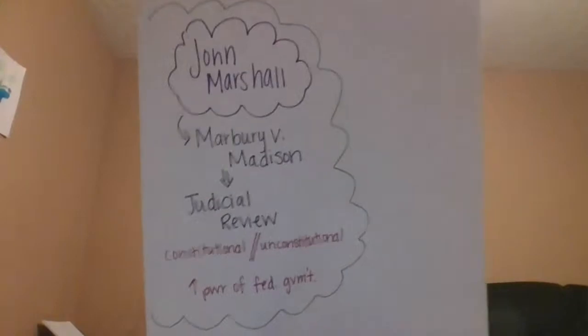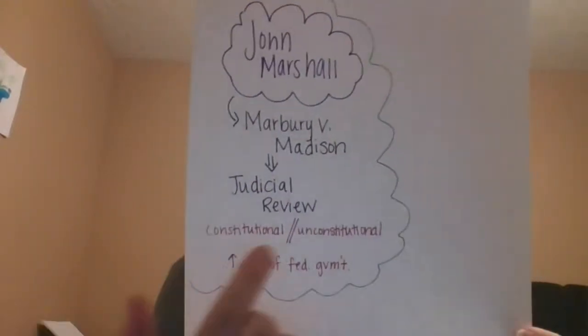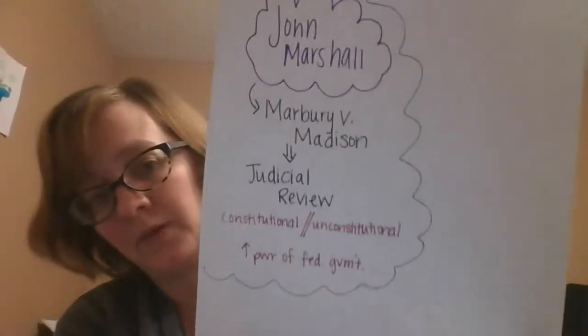And it all comes down to the fact that John Marshall is a Federalist. So this guy, John Marshall, Chief Justice of the Supreme Court, he is the judge sitting here. He listens to this case. He says, I'm going to increase the power of the federal government because I'm a Federalist by giving the court the power of judicial review, the power to declare something unconstitutional or constitutional.